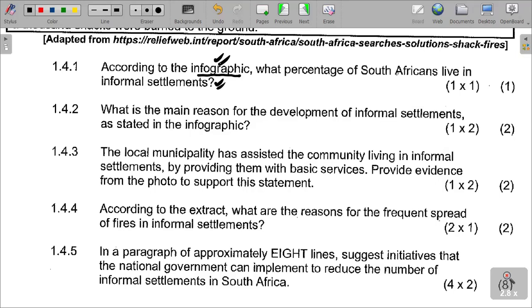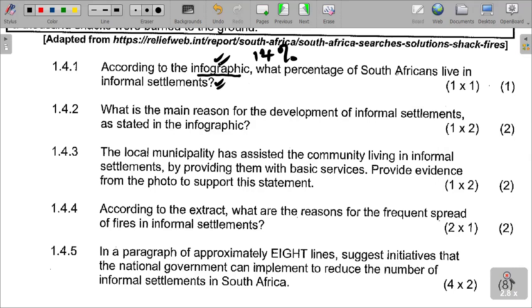14% is given there. The answer is just given. It's 14%. What is the main reason for the development of informal settlements as stated in the infographic?